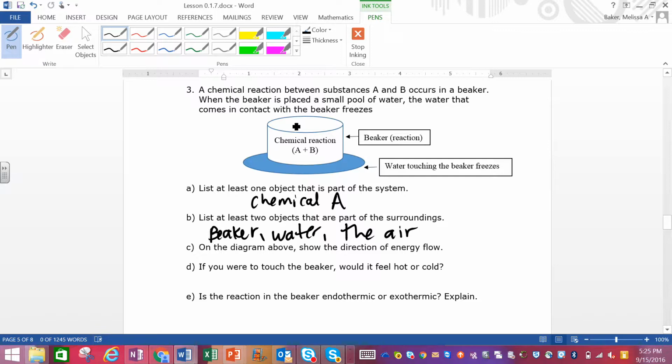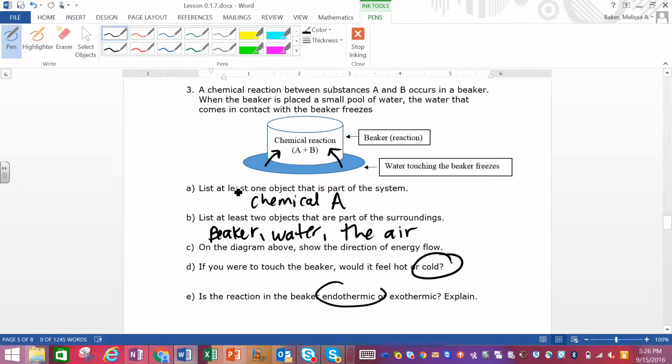In the diagram above, show the direction of energy flow. Well, if the water is freezing, that means that energy must be going away from it. So this reaction must be endothermic and absorbing energy from the surroundings. If you were to touch that beaker, it would feel cold. Again, because energy is being transferred to chemicals A and B.